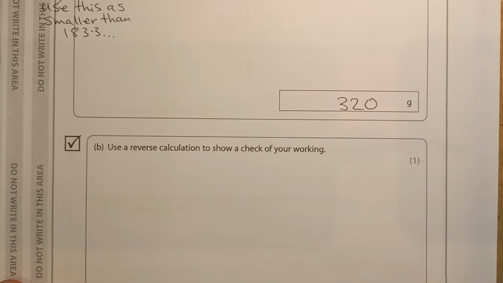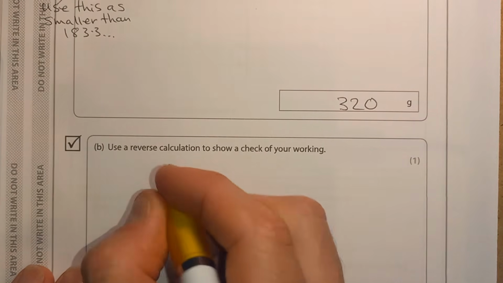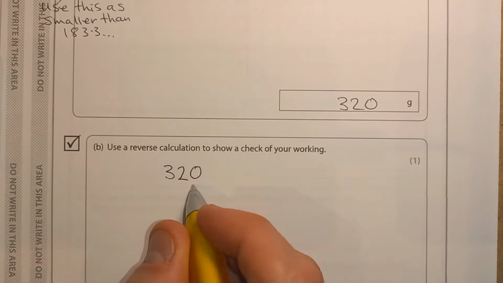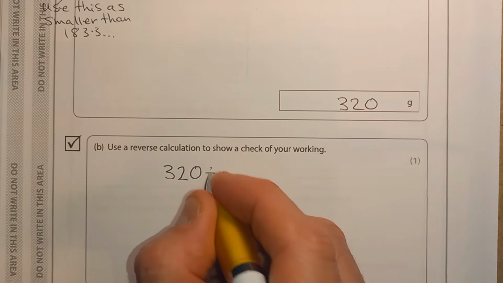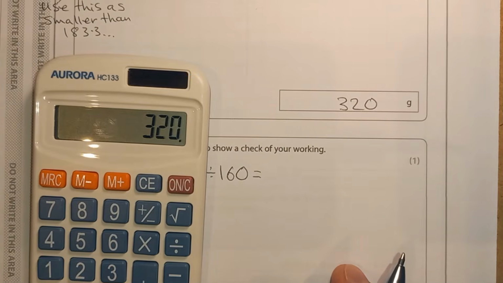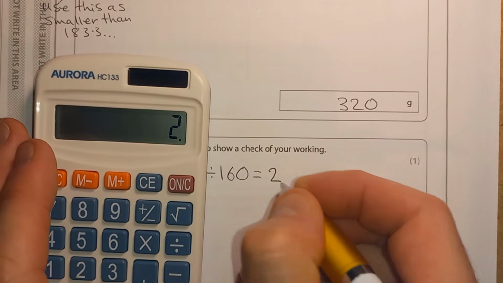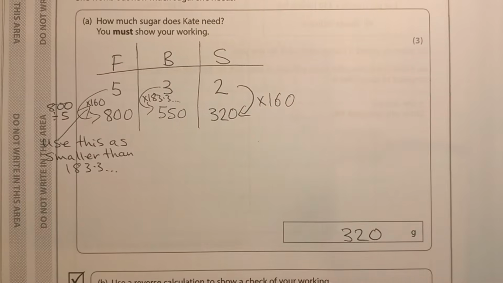Now, we then asked for a check, and they said use a reverse calculation to show a check of your working. Well, a reverse calculation, that means we start with the answer. So we've ended with 320, so we're going to start with the 320 before we multiplied it by 160. So we're going to divide it by 160. And that takes us back to 2, which is what we had here.